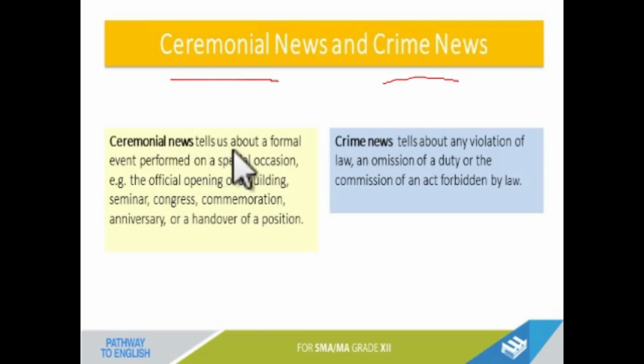Ceremonial news tells us about a formal event performed on a special occasion. For example, the official opening of a building, seminar, congress, commemoration, anniversary, and handover of a position. So this is about ceremonial news.